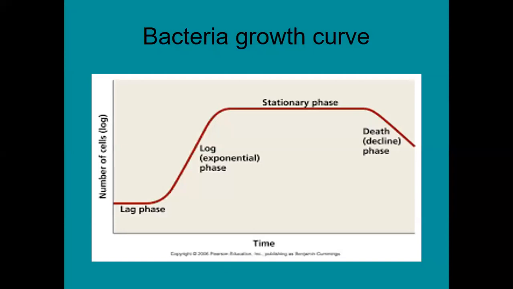This is also one of the important parts of the multiplication of bacteria. You have a lag phase, a log phase, a stationary phase, and a decline phase. The bacterial growth curve: whenever you put the bacteria in, first the bacteria will lag. That means first they will try to understand what their situation is in the culture. Then they will start dividing.